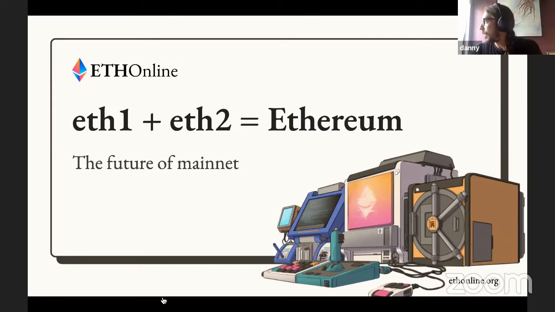Instead, they represent different layers of the stack, different layers of focus, different layers of optimization and R&D. I'm going to explain what these two layers are and how the vision of how they will come together in the near future. So Eth1 plus Eth2 is Ethereum. We're talking about the future of mainnet today.